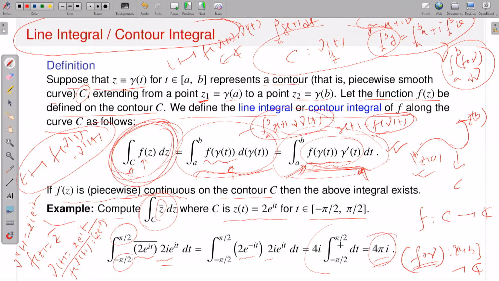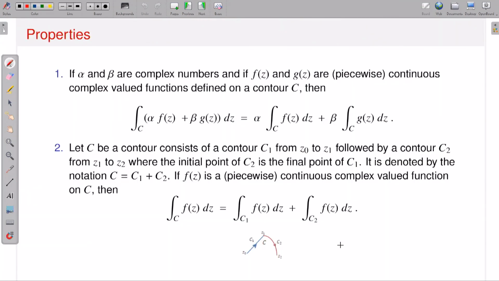Okay, so there are many problems, you can find them in many books, where you can just take functions, take a contour, and try to calculate using this formula, using the definition of the line integral and contour integration. Now there are a couple of properties, like for the Riemann integration or the Riemann Stieltjes integral.